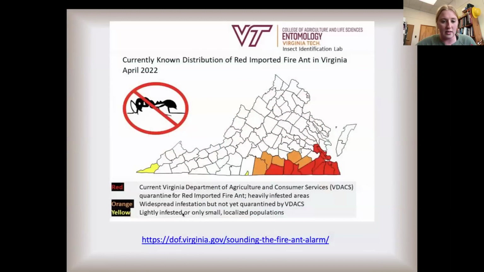This is a really great map. I don't know if this map is from VDOF or if the Department of Entomology created this one, but it's a really great graph where you can see the red area is the current quarantine for red imported fire ants in heavily infested areas. The orange areas are a widespread infestation, but it's not yet quarantine. And then the yellow is actually pockets of light infestation. So interesting that there's a pocket in the southwest part of Virginia. But again, that could have just been an instance of them hitchhiking their way over there. But they are continuing to expand.